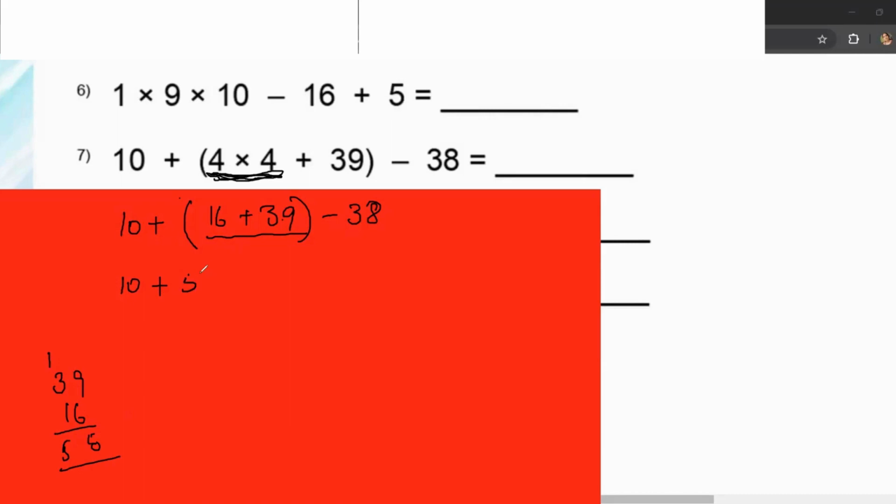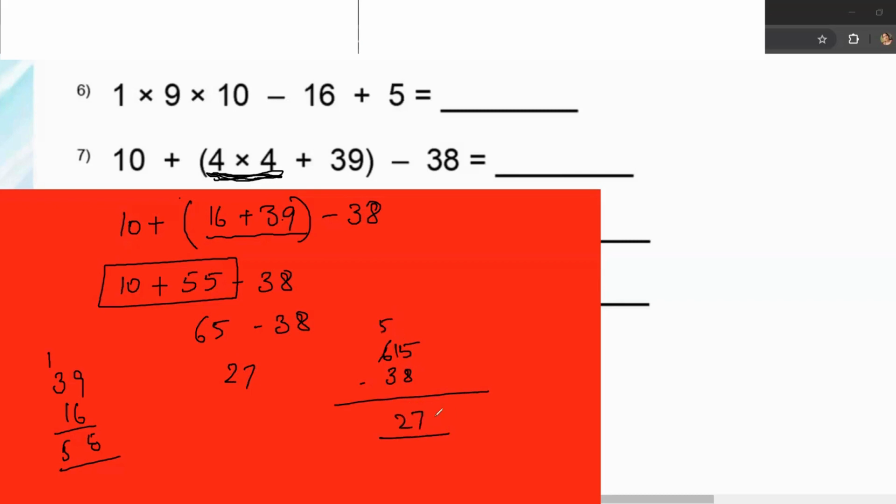55. So 55 minus 38. And now these two positive terms you're going to solve. This will be 65 minus 38. And now you subtract from this. Is it 27? 65 minus 38. Yes, that's 27. Yes, ma'am.